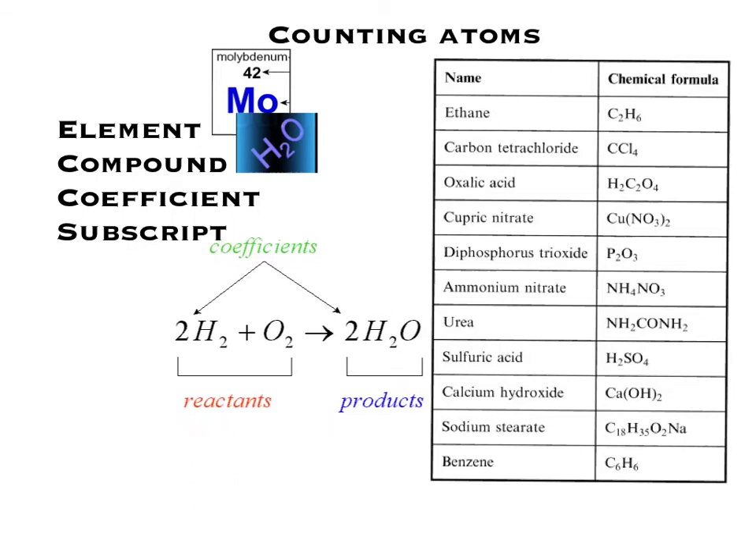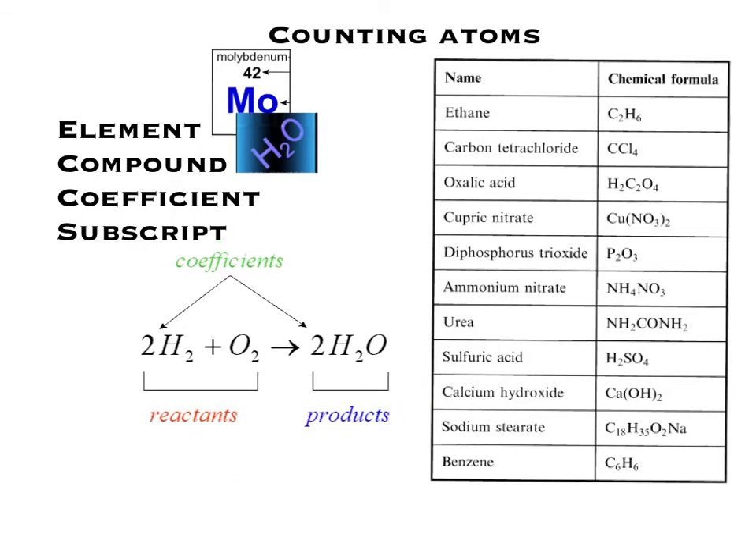And the last word I want to share is coefficient. Coefficient is the number that we see in front of a chemical reaction. A coefficient tells me how many molecules there are. The subscript is what is below or on the line next to the element. It tells us how many atoms there are. A subscript tells me atoms, and a coefficient tells me molecules.